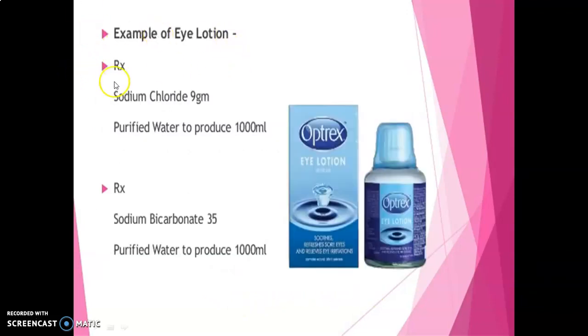Then an example of eye lotion. Rx: sodium chloride 9 gram, purified water to produce 1000 ml, that is Optrex eye lotion. See in this diagram, the second preparation is Rx sodium bicarbonate 35 ml, purified water to produce up to 1000 ml.